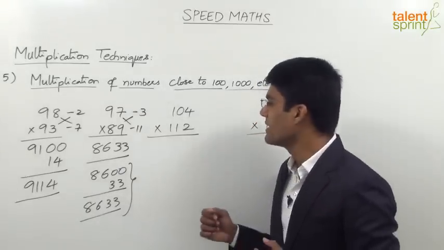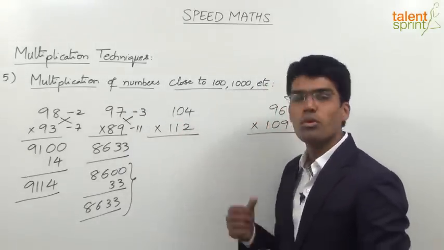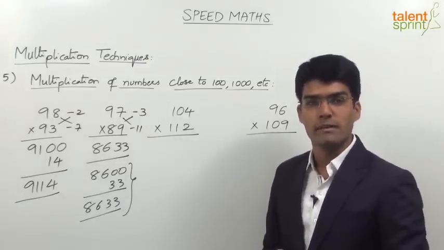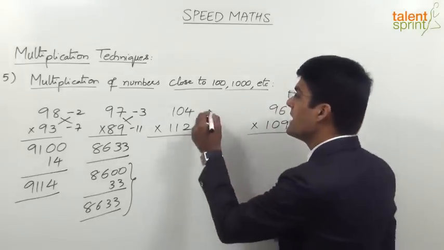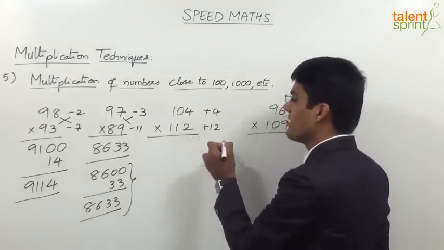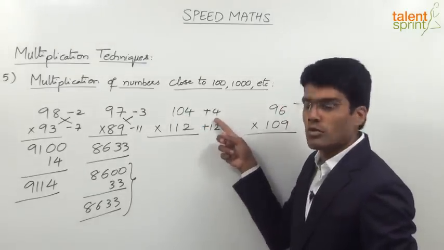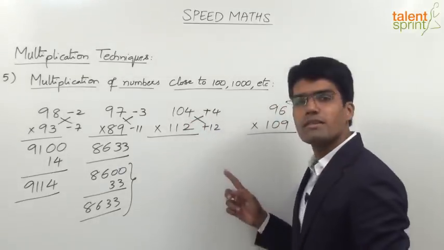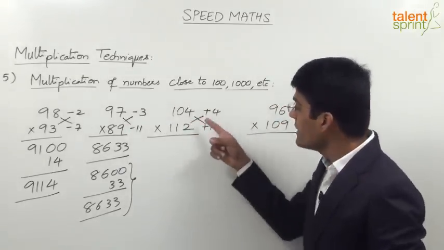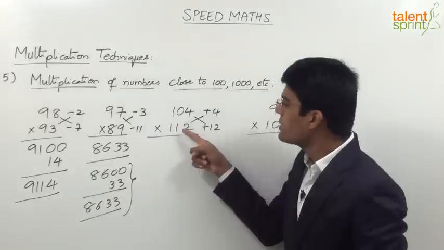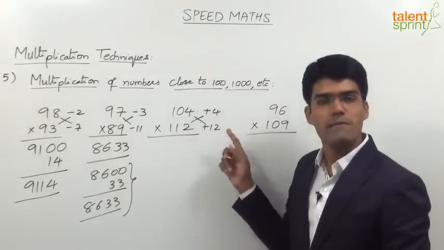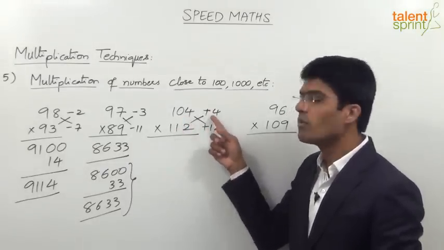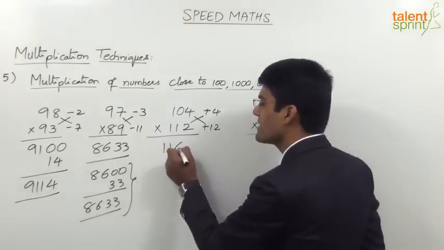Let us now take one more example. Here you find that we have to multiply 104 with 112. Now again, both the numbers are close to 100 and both are more than 100. So the distance of these two numbers from 100 is plus 4 and plus 12. Why? Because 104 is 100 plus 4 and 112 is 100 plus 12. Again, we need to take the cross addition here, cross addition or cross difference as the case may be. So we need to add 104 with 12 or 112 with 4. And as we know, both of them will give us the same answer. For example, 104 plus 12 is 116 and 112 plus 4 is also 116. So that 116 comes in the answer.